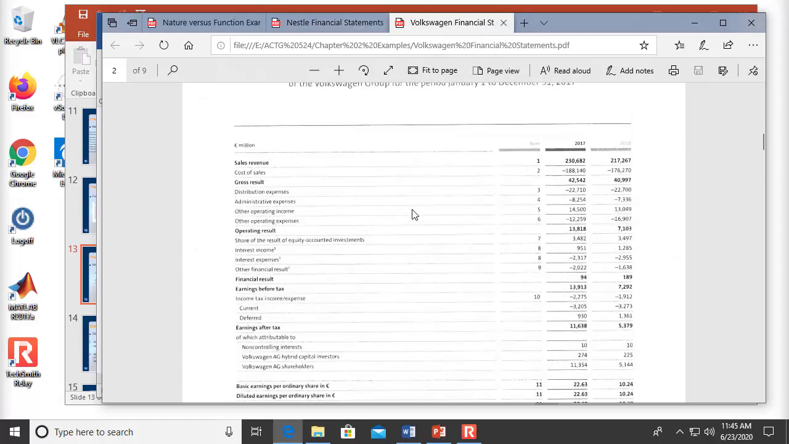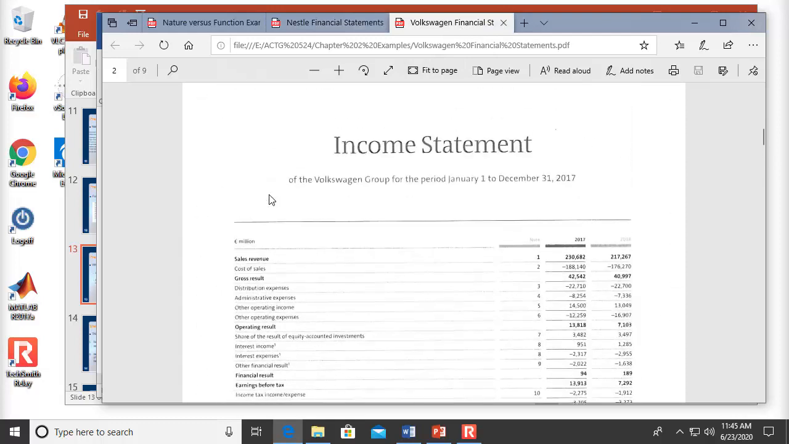If you look at their expenses, they've got distribution expenses, administrative expenses, and so on. And so in these examples I've had, hopefully you've seen good examples of both reporting expenses by function and also reporting them by nature.